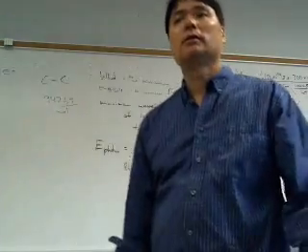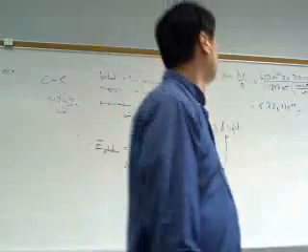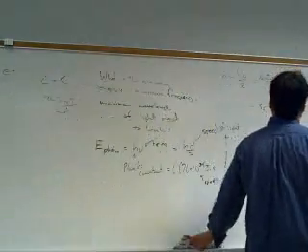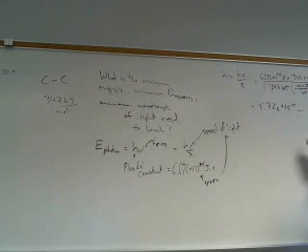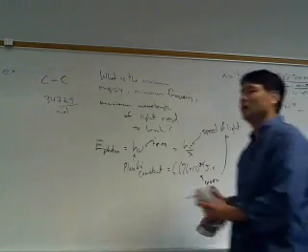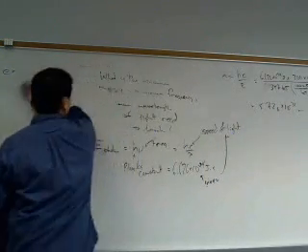I think it's minus 31. Divided by 300,000. Oh, you're right. Times 10 to the minus 31 meters. Is that what you guys got?